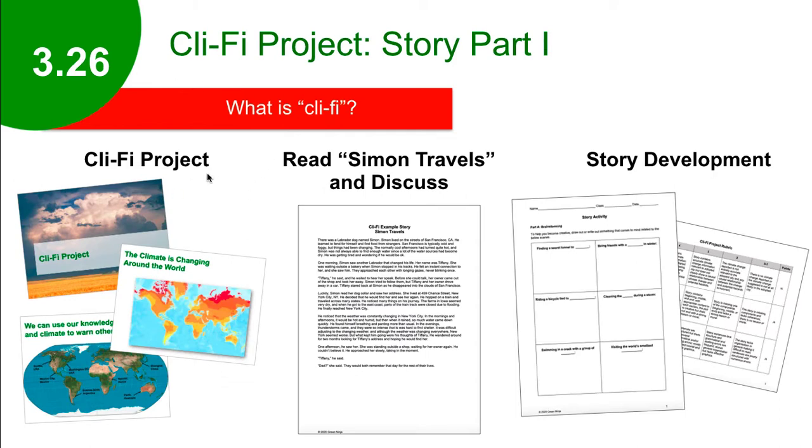In Lesson 3.26, it's time to start the culminating experience. The CLI-FI project presentation makes sure that your students know what is CLI-FI. And then we read and discuss an example CLI-FI story, Simon Travels. What makes it interesting, and what makes the story fit into the CLI-FI style? Next, students start to develop their story by using the story activity worksheet. It's got a brainstorming activity and tips for creating a powerful story. And then hand out the rubric near the end of class and briefly describe it, though we're actually going to be going through it in more detail tomorrow.